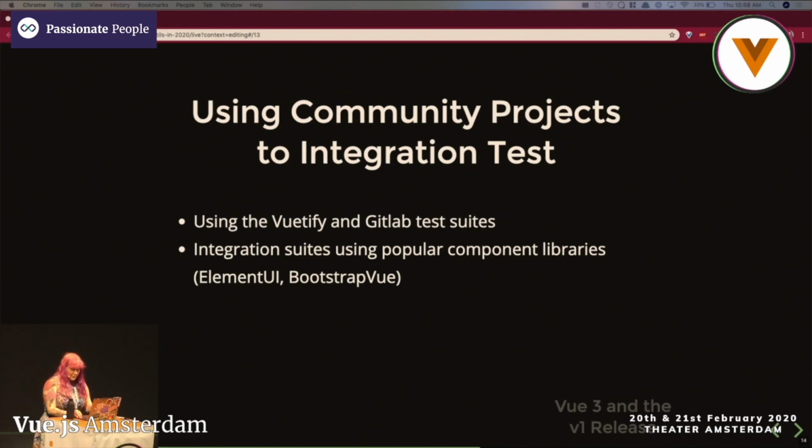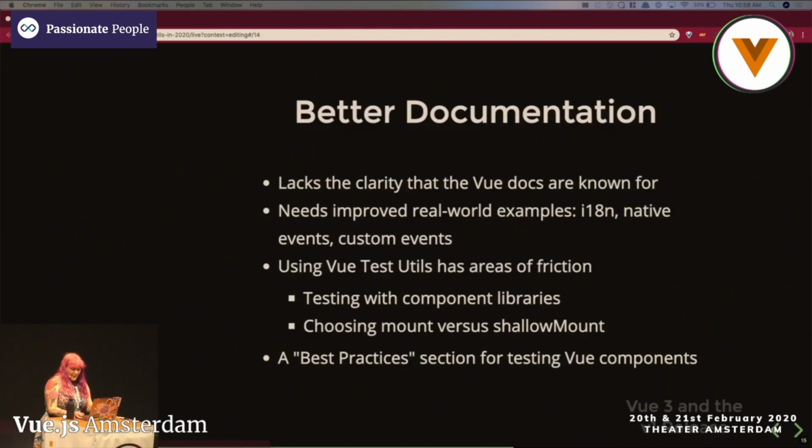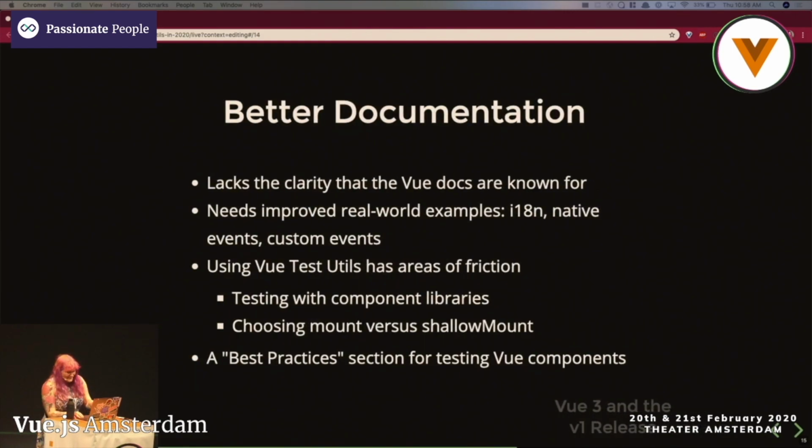Cool. So, yeah, better documentation. My biggest beef with the Vue Test Utils docs, if anybody's read through them, is that they lack the clarity that Vue docs are known for. It just doesn't feel linear. You have to hunt through the guide to get to things that should have been explained in the API. And it's really messy. When I had to train my own teams on it, that was a huge complaint from them as well.